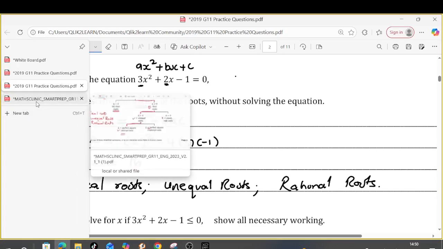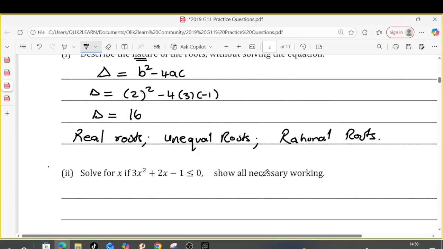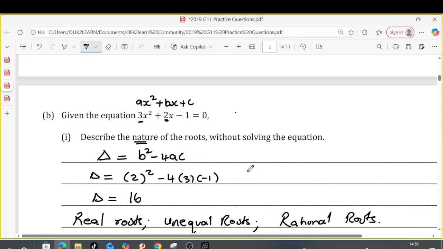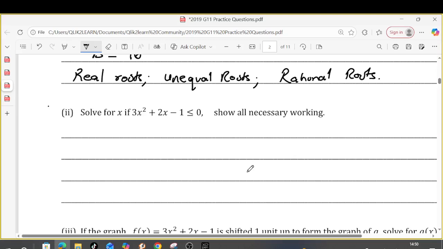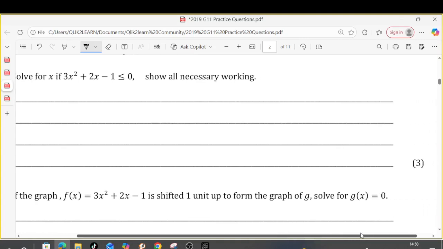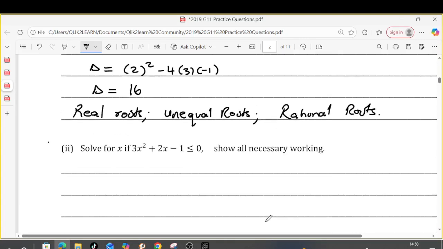Let's continue now. So when I have the second question, which is the very same thing that we had on the first, but now the question changes and says, solve for x. We need to solve for x if 3x squared plus 2x minus 1 is less than or equal to 0. Show all necessary workings for 3 marks. Okay, let us solve for x.